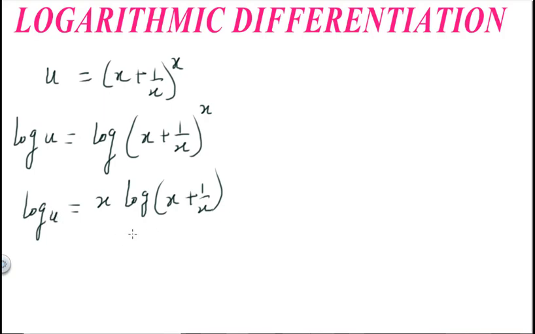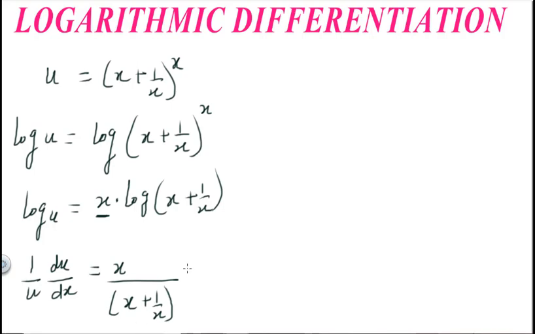Now differentiating both the sides, you see there are two functions, one is x and one is log of (x + 1/x). So while differentiating it, we'll use the product rule. Here we can directly write 1/u du/dx equals x as it is, times the derivative of log of (x + 1/x), which is 1 upon (x + 1/x). It will go in the denominator.